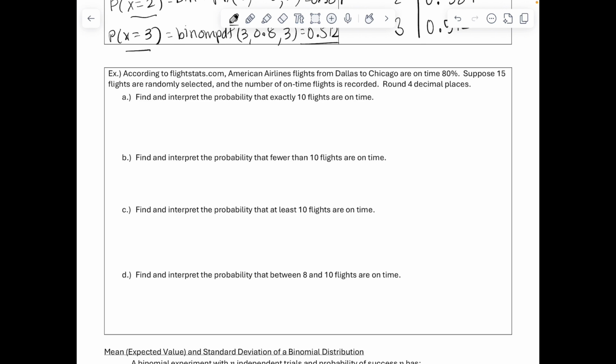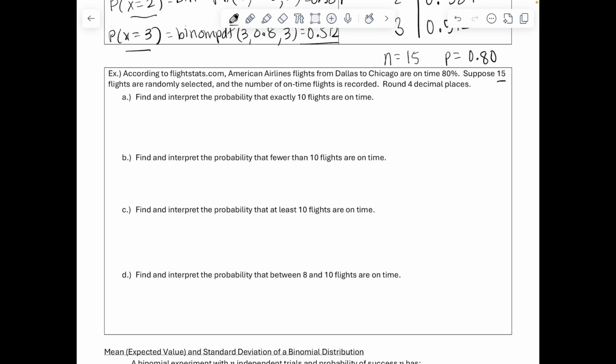So right below this we have another example, and it's using the same information but expanding on the example that we just had. So this one says, according to flightstats.com, American airline flights from Dallas to Chicago are on time 80% of the time. Suppose 15 flights are randomly selected and the number of on-time flights is recorded, round 4 decimal places. So again, we have n equals, and this time it's 15. And our corresponding probability for it being on time is going to be 0.80, it's 80%.